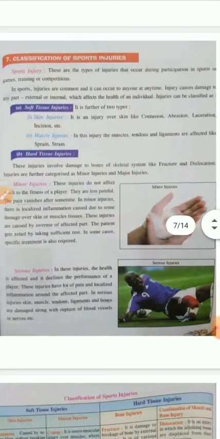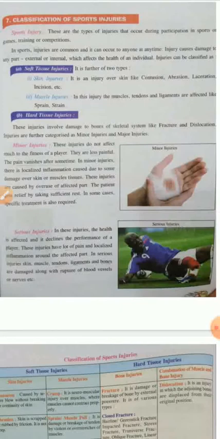Muscle injury. Muscle injury means injury to the muscles, tendons, ligaments, etc., like sprain, strain, cramp, etc. These are the muscle injuries. Next is hard tissue injury. Hard tissue injury involves damage to the bones of the skeletal system, meaning injury to the bones like fractures, dislocation, etc.